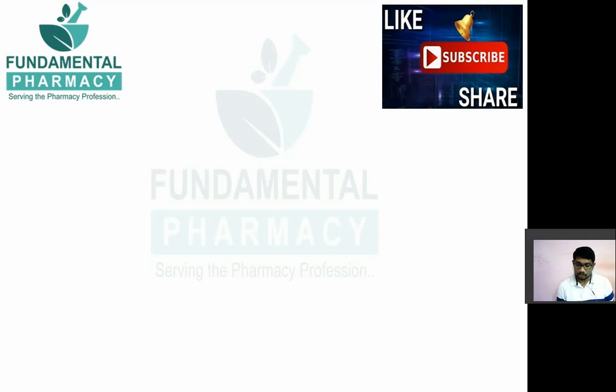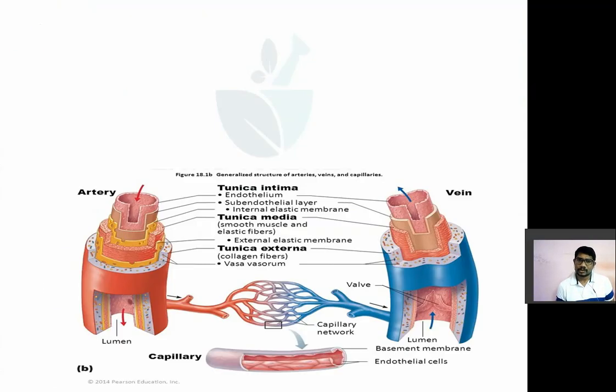Cardiovascular system from anatomy physiology. We have completed our respiratory system, skeletal system, digestive system, skeletal system, and lymphatic system. These 5 chapters from anatomy physiology have already been completed. Now today we are going to see the 6th chapter, cardiovascular system.